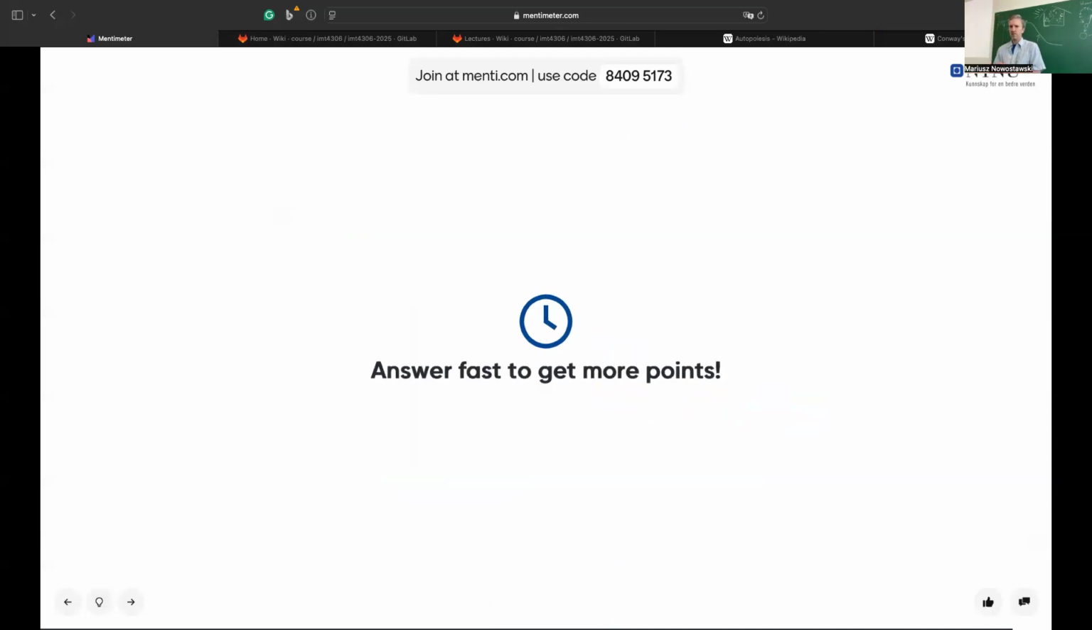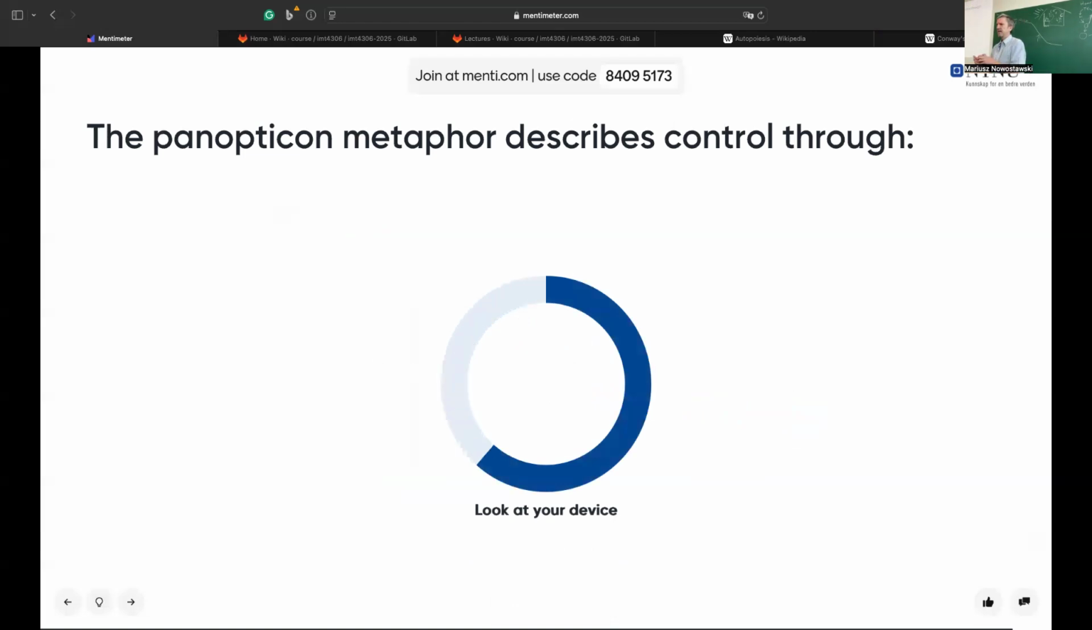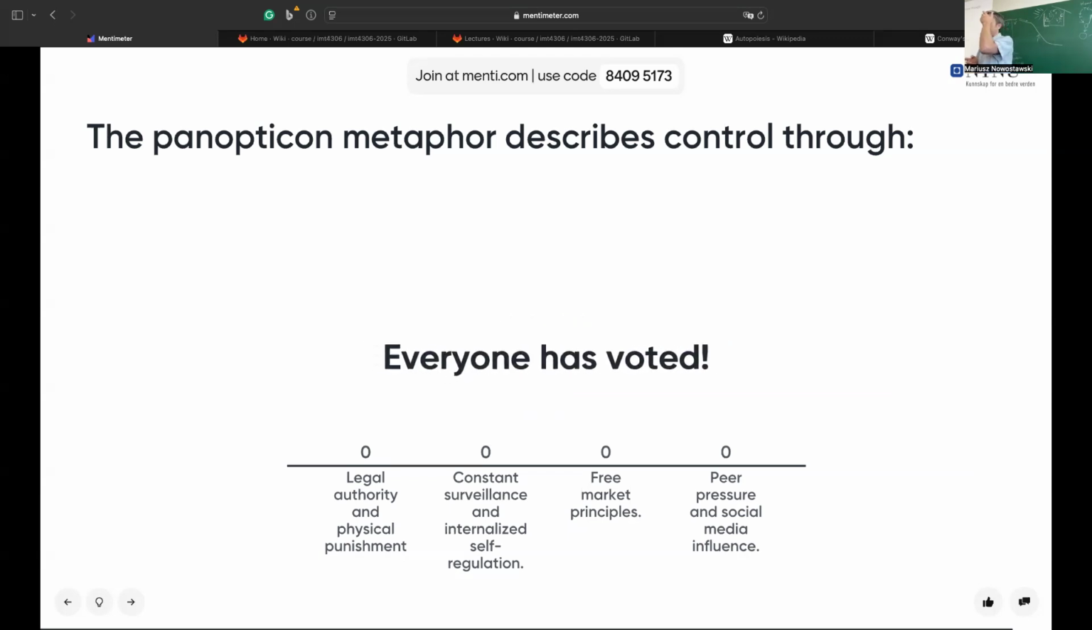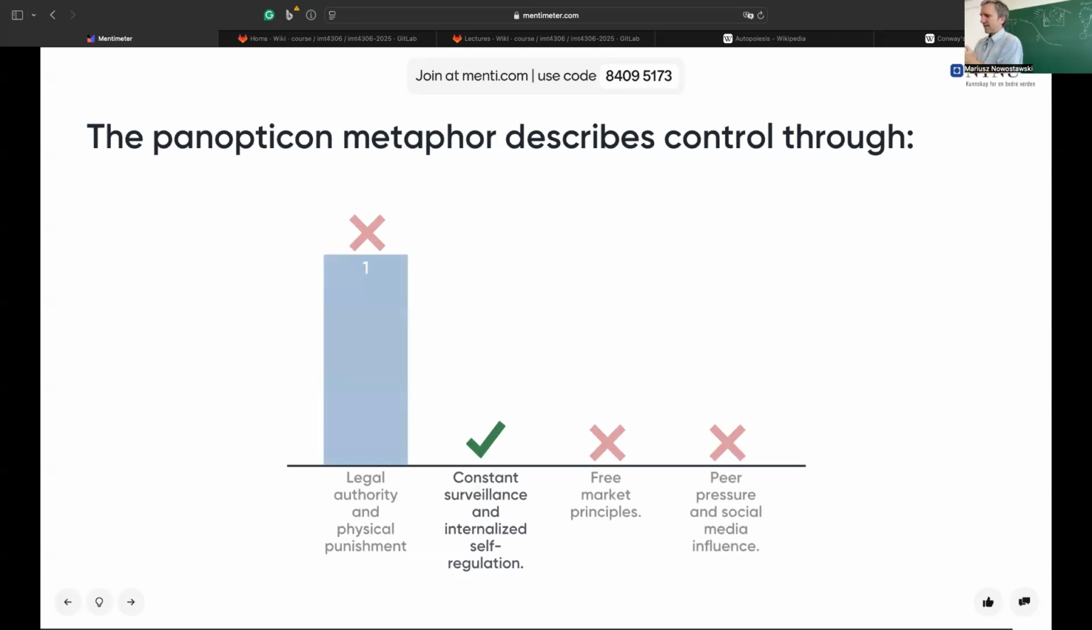All right, and then the final question. Panopticon metaphor. Nope. So it is related to legal authority, but it's more than that.